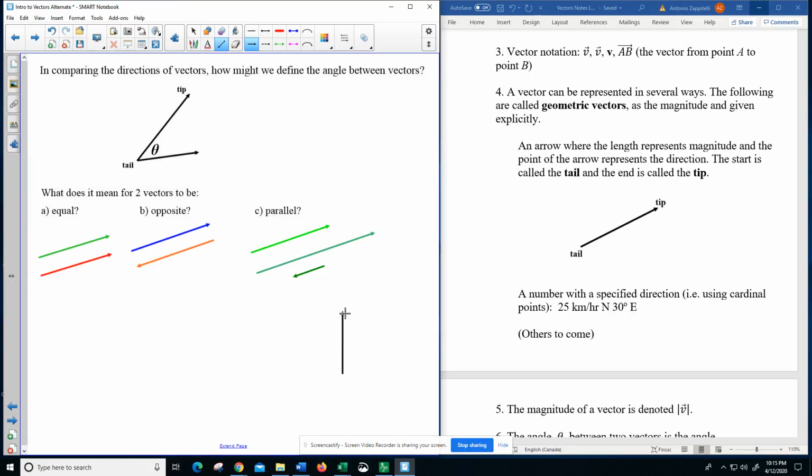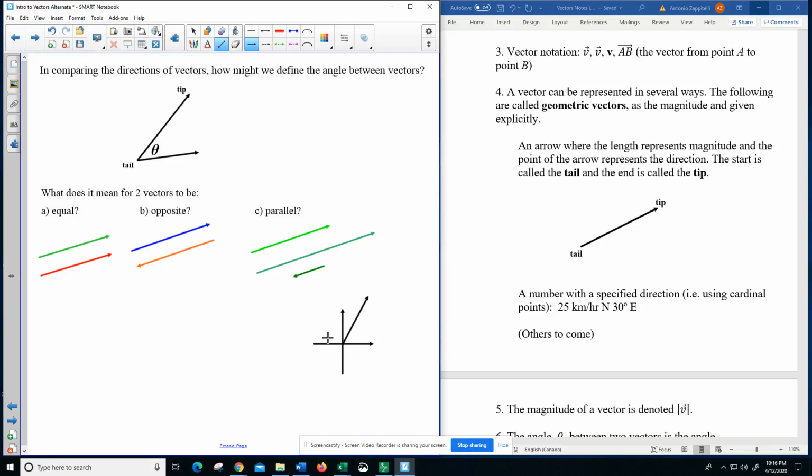Okay, so here we got north, south, east, west. So what would this represent? Well, a vector that starts towards the north and then moves 30 degrees towards the east. So our vector would look something like this if we were representing it using cardinal points. The length of the vector would represent the magnitude of 25, and then here we have in the north direction 30 degrees towards the east.